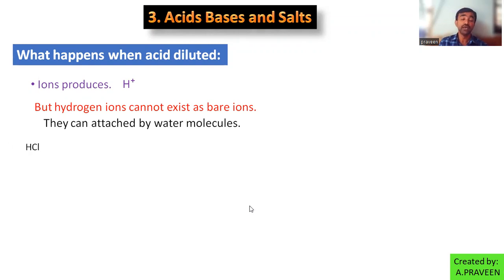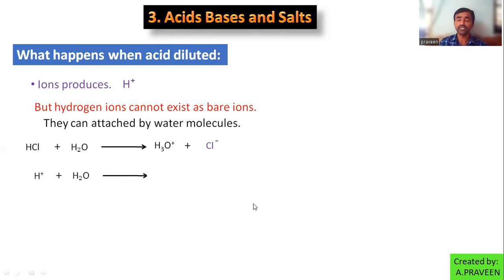Let us see here. HCl is added into the water. What happens? It can produce ions in the water as H plus and Cl minus actually. But here H plus ions do not remain as H plus ions. Immediately the H plus ions combine with the H2O water molecule and remain as H3O plus ions. So that's why you are not writing H plus ions here.